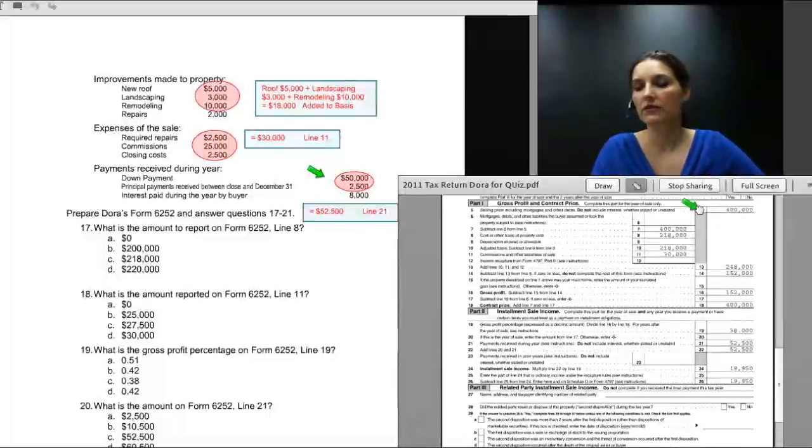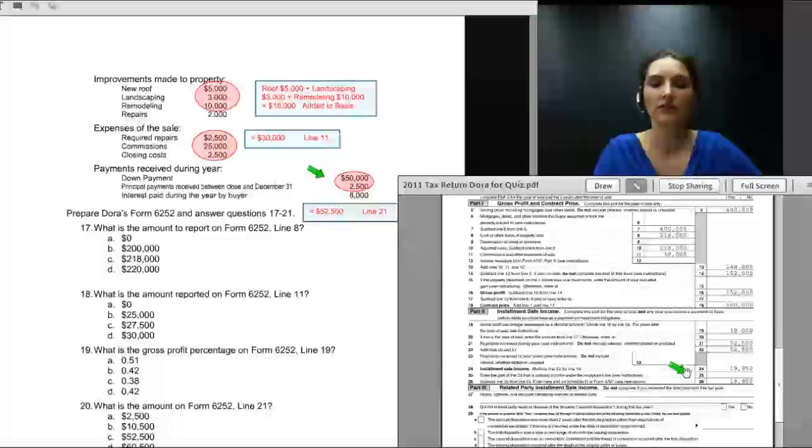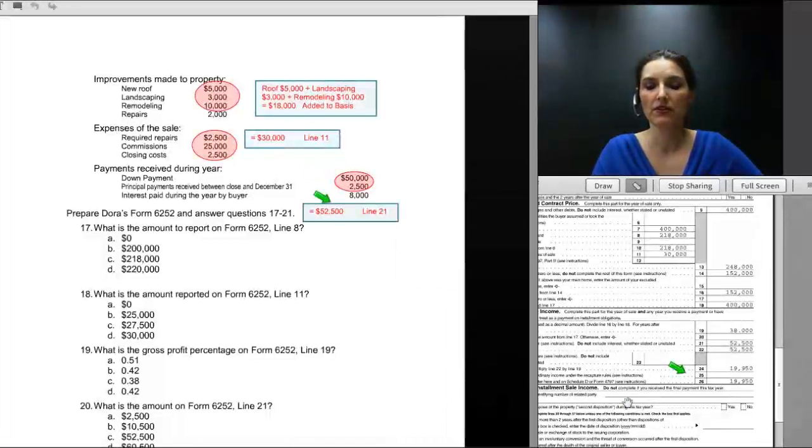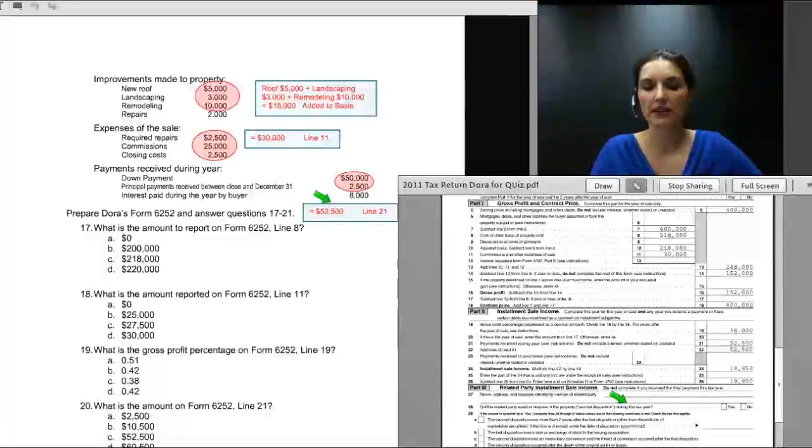So essentially, we take the gross sales price on line 5, we subtract out the basis in the home of $248,000, and that gives us $152,000 of gain. We divide that by the $400,000 contract price to arrive at a gross profit percentage of 38%. We multiply that by the principal payments received for the year of $52,500, and that leaves Dora with a $19,950 gain to report under the installment method. And of course, the other $8,000 of income is going to be reported on her Schedule B.